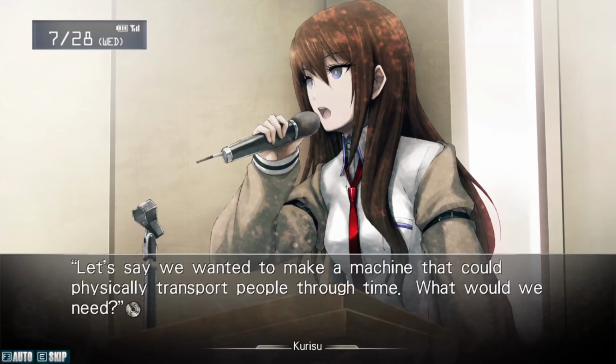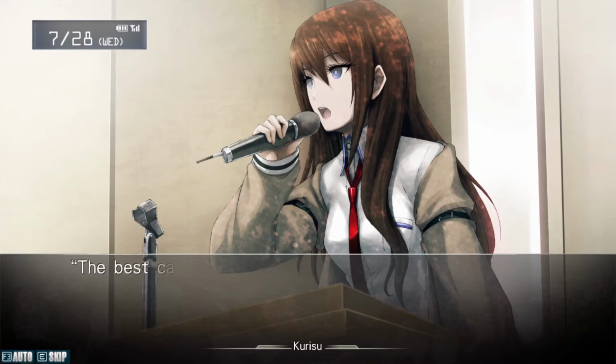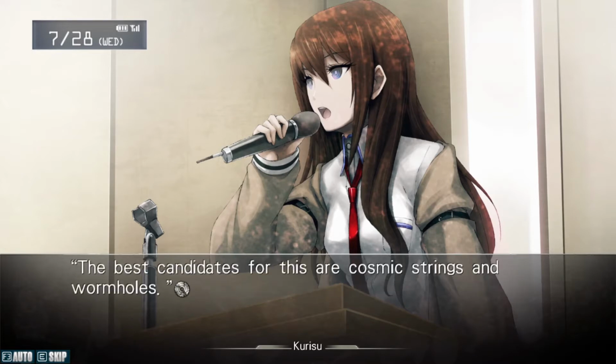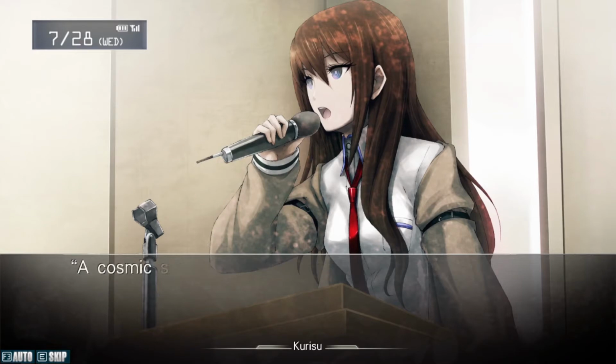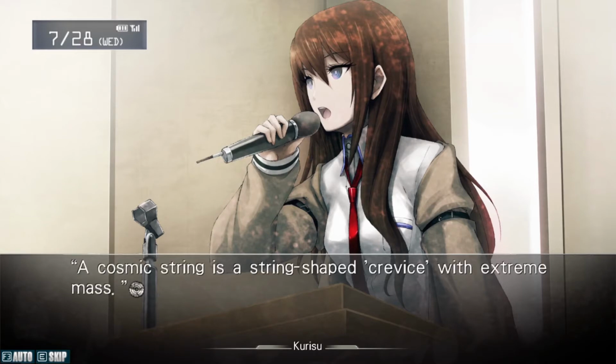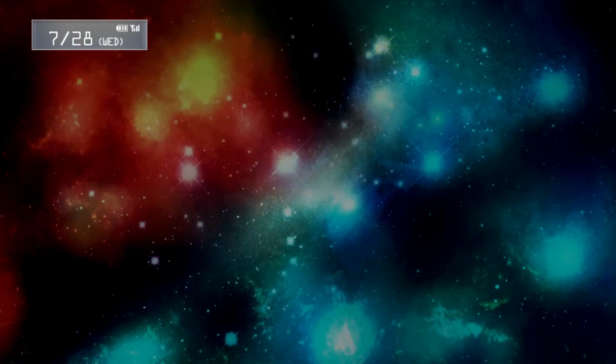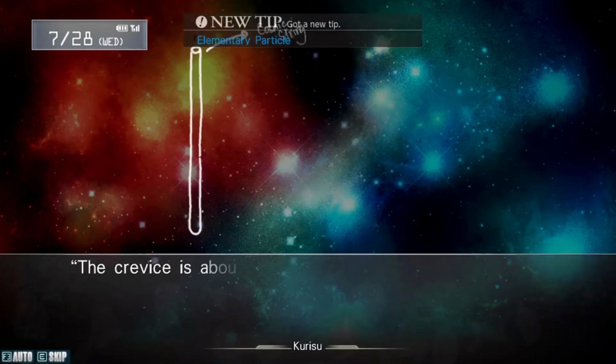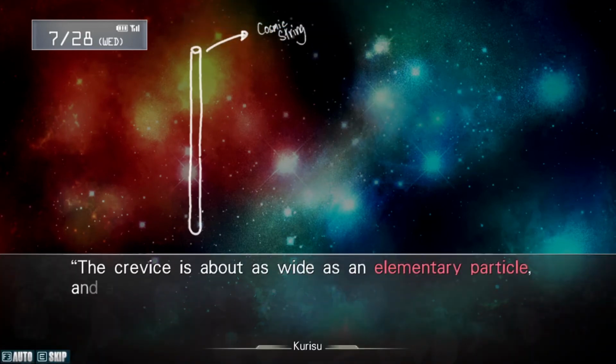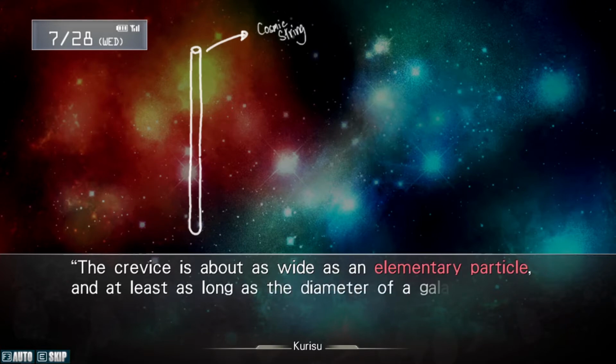Let's say we wanted to make a machine that could physically transport people through time. What would we need? The best candidates for this are cosmic strings and wormholes. A cosmic string is a string-shaped crevice with extreme mass. A string-shaped crevice? That must be how they enter our universe. But do cosmic strings really exist? That's how who enters your universe? Ocarina, explain yourself. The crevice is about as wide as an elementary particle, and at least as long as the diameter of a galaxy.